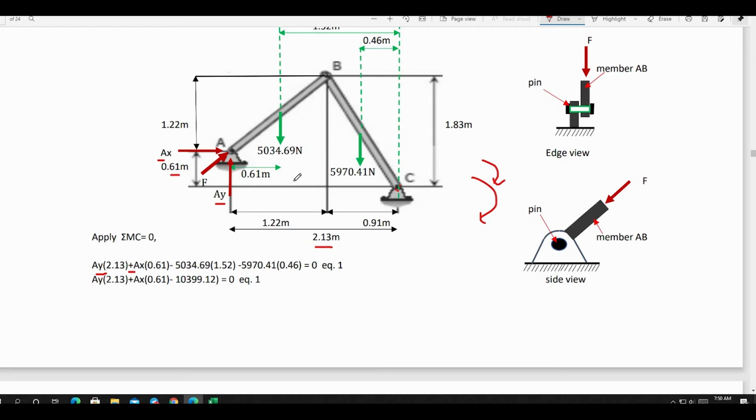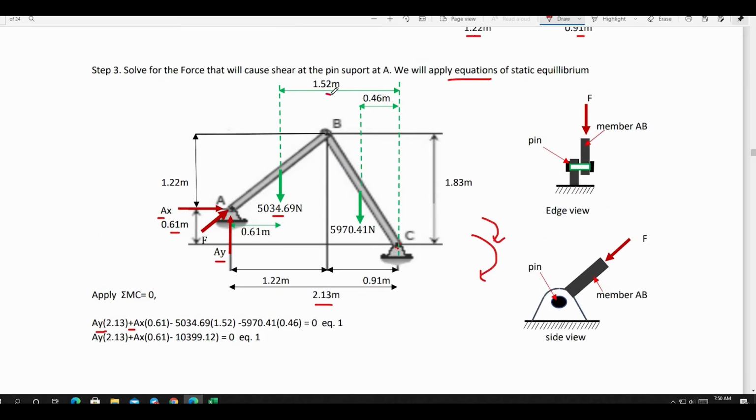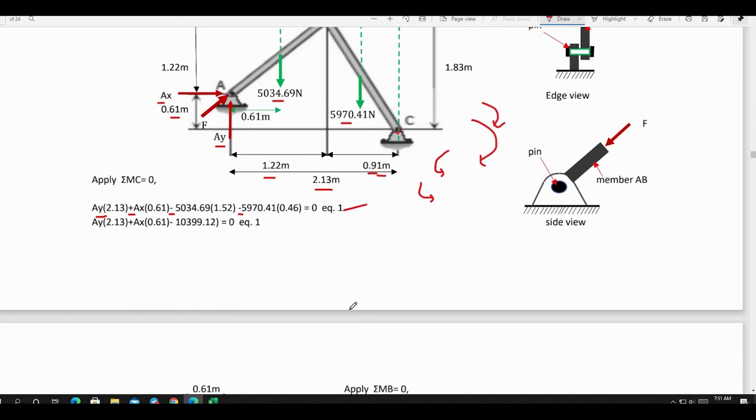Then 5,034.69, that is the weight of member AB, multiplied by its moment arm, that is equal to 1.52 with respect to point C, that is counterclockwise. It is negative in our equation. Then 5,970.41 multiplied by its moment arm, that is 0.46, is also counterclockwise with respect to point C. It is also negative in our equation. 1.52 meters is calculated from 1.22 over 2 plus 0.91 meters. And 0.46 is just equal to 0.91 divided by 2. So let this equation be equation 1.